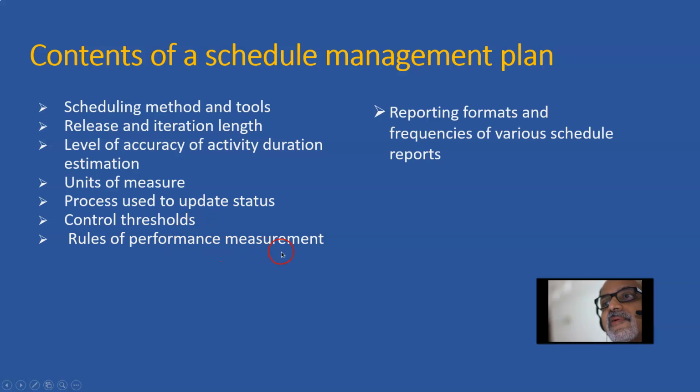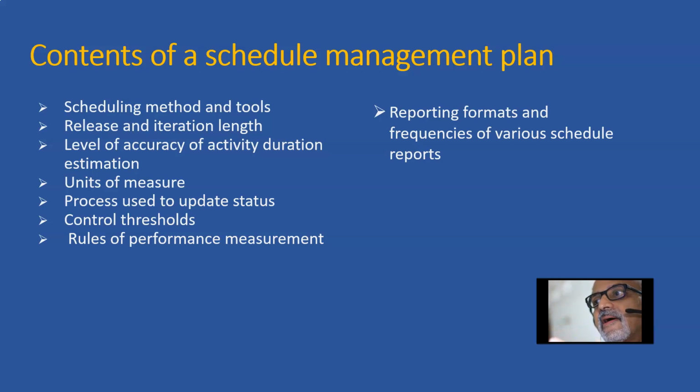Then rules of performance measurement. This is more like how are you going to measure the progress of each task? Are you going by percentage completion based on expert judgment, or will we have some rules of credit defined for it, like a 0-100 or a 50-50 or a 20-80 or something like that. And I say 0-100, a task is considered as completed only when it is 100% completed. Till then it remains at 0.